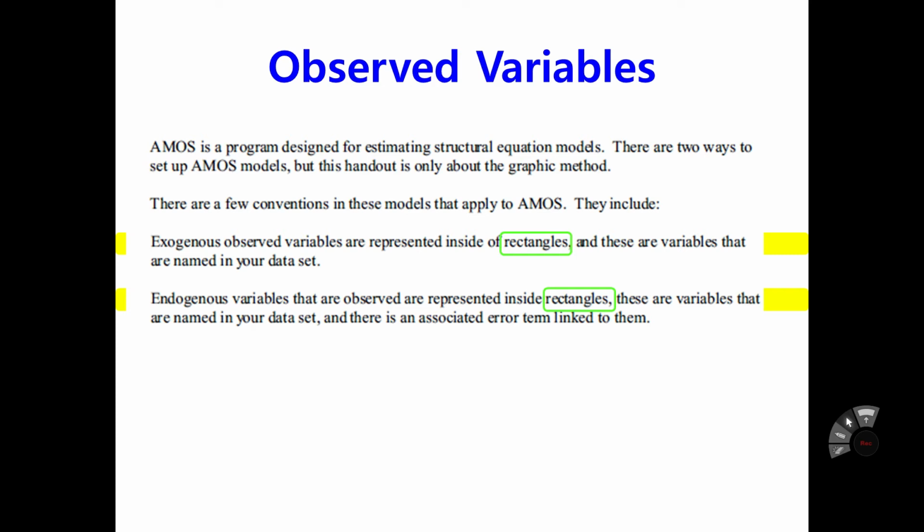So in summary, exogenous observed variables are going to be the variables measured by the questionnaires, of course, and recorded in the data set, and they would be represented inside the rectangles. Also, endogenous variables, that would be the dependent variable, which is also observed, are represented inside the rectangles as well. So both observed variables conventionally are going to be represented inside the rectangles.